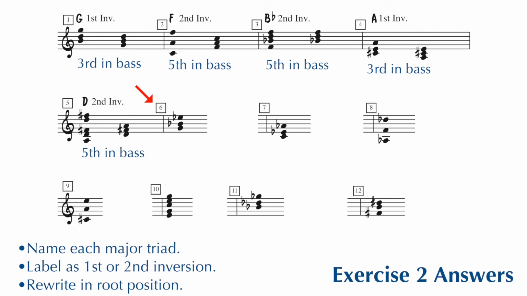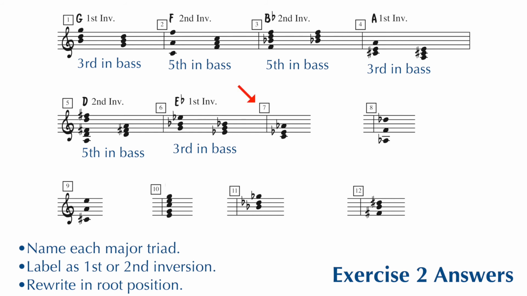Number 6, I can take the E flat at the top, lower it an octave, and now those notes are stacked in thirds, E flat, G, B flat. So this is an E flat major chord, originally in first inversion because the G, the third of the chord, is at the bottom of the chord.